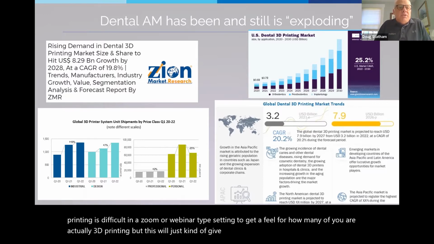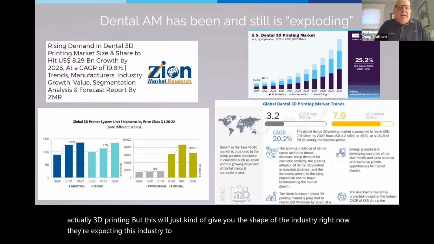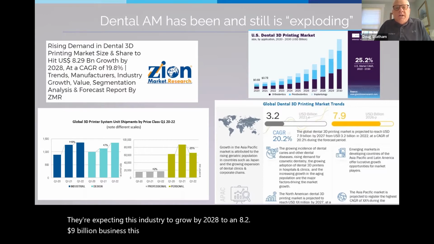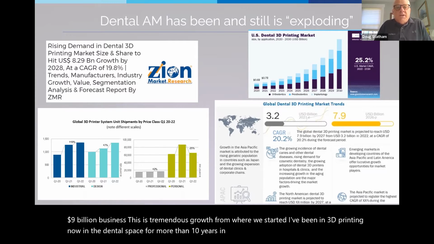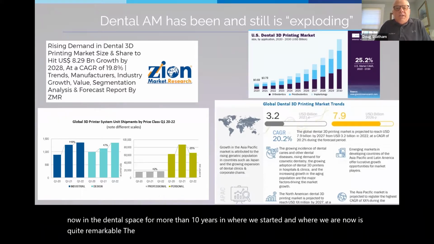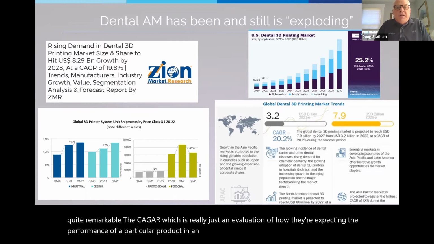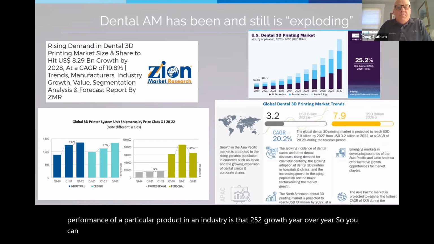They're expecting this industry to grow by 2028 to an $8.29 billion business. This is tremendous growth from where we started. I've been in 3D printing now in the dental space for more than 10 years, and where we started and where we are now is quite remarkable. The CAGR, which is really just an evaluation of how they're expecting the performance of a particular product in an industry, is at 25.2. Growth is year over year. So you can see where we are now compared to where we can expect to go is quite significant.